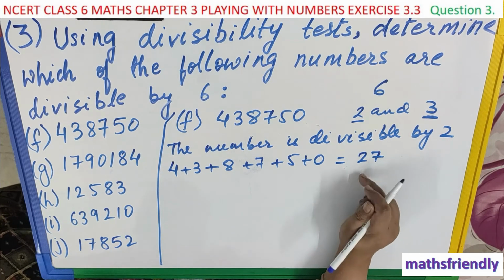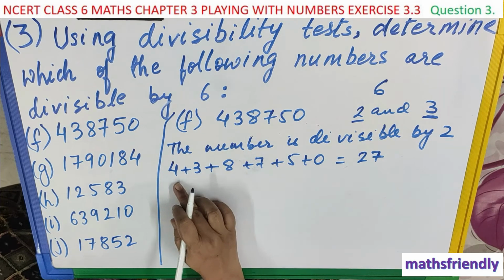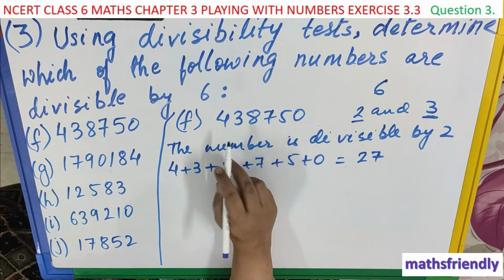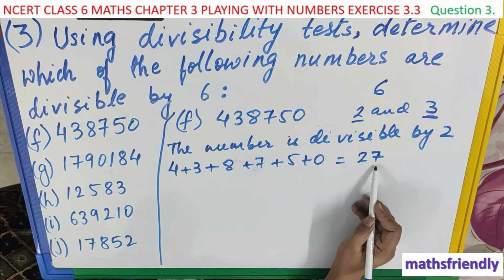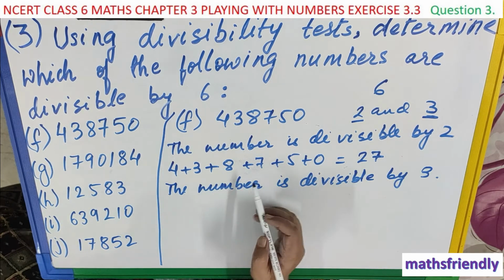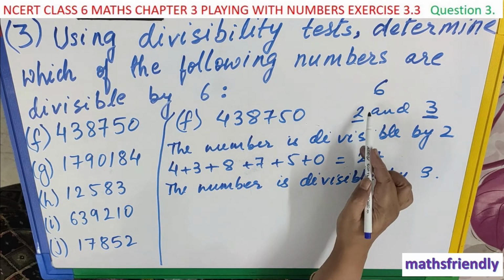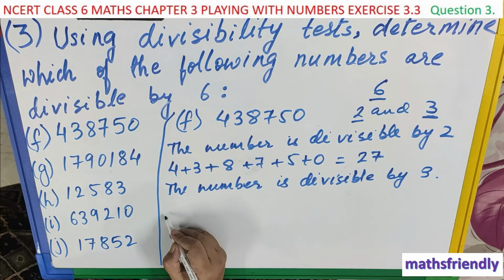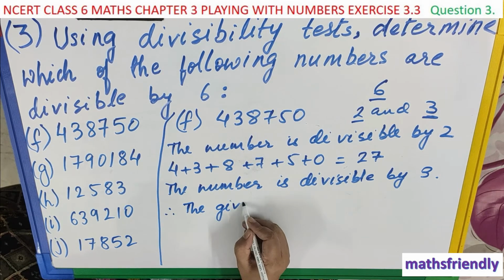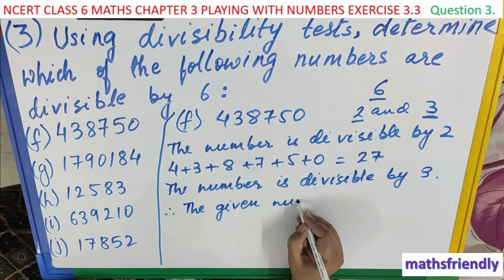Now, this sum 27 is divisible by 3. It means this number is divisible by 3, because the sum is divisible by 3. So, we will write the number is divisible by 3. Since the number is divisible by both 2 and 3, the number is also divisible by 6. So, we will write therefore, the given number is divisible by 6. Given number means this number.